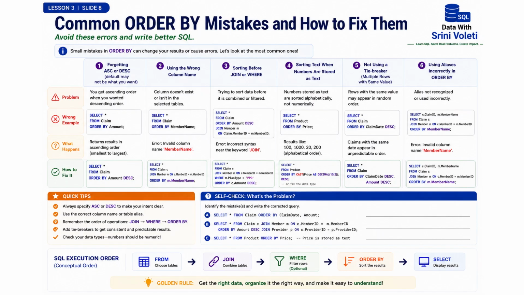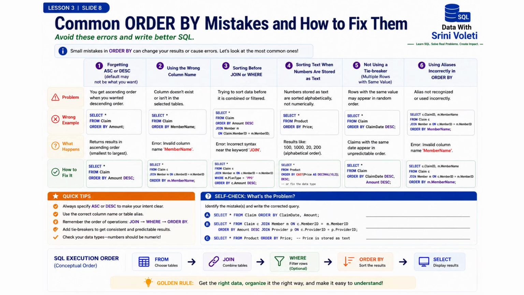One common mistake is forgetting to specify descending when you actually want the highest values first. Remember, SQL uses ascending order by default. So if you don't specify descending, your result may not appear the way you expect. Another common issue is sorting by the wrong column name or forgetting to use the correct table alias after joining tables. SQL can only sort by columns that exist in the result or are referenced correctly.